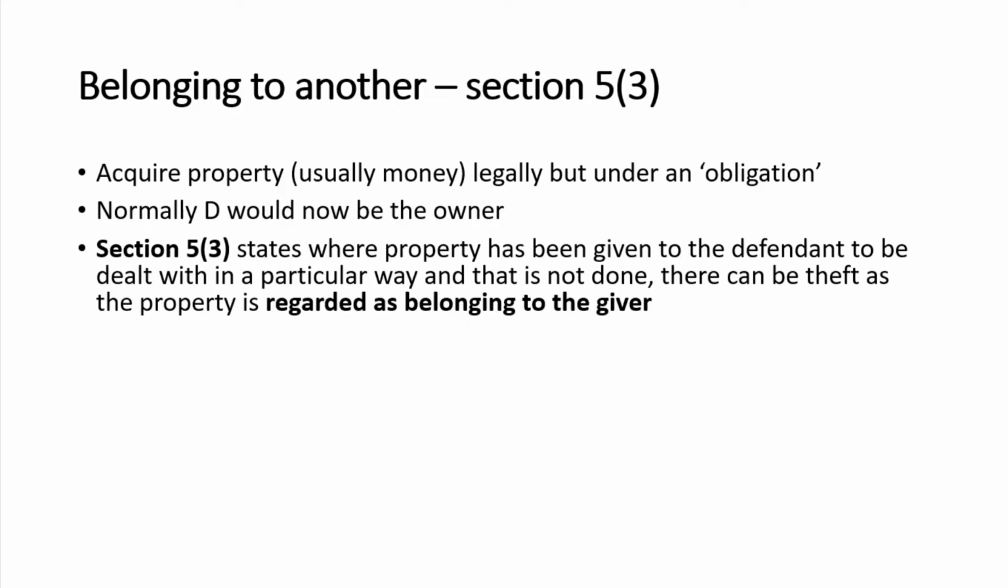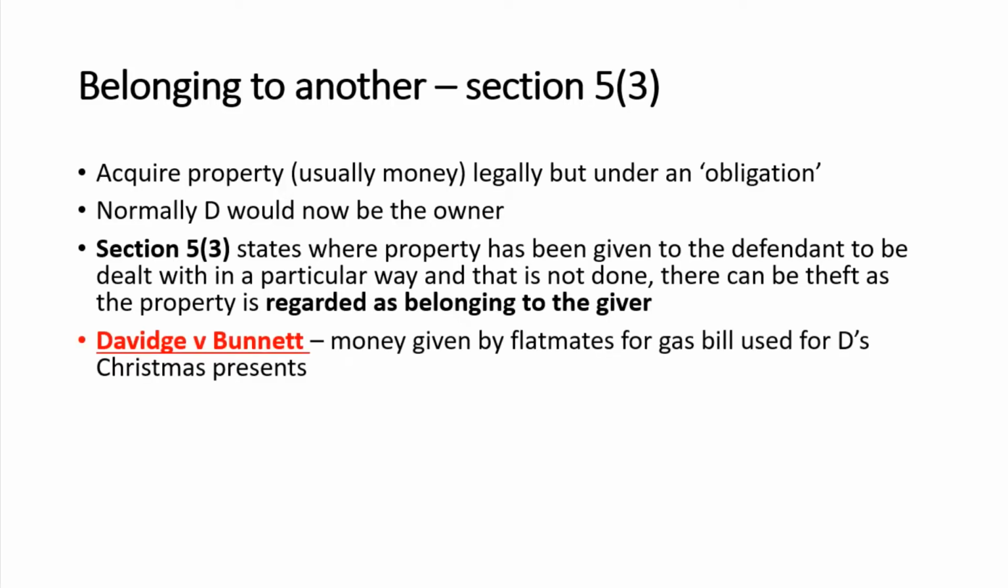the person that gave the money. And the key case here is Davidge and Bonnet, where money was given by flatmates for a gas bill and then the defendant used it to buy her Christmas presents. She had been given that money under an obligation to use it in a particular way. She hadn't done it, so she couldn't say that the money was hers. It was regarded as belonging to the people, the flatmates that had given her the money.